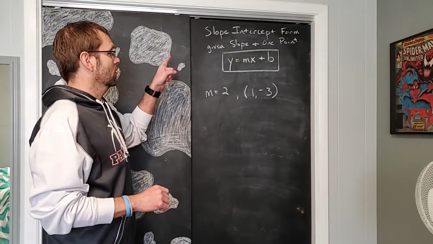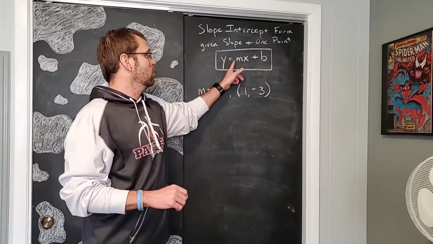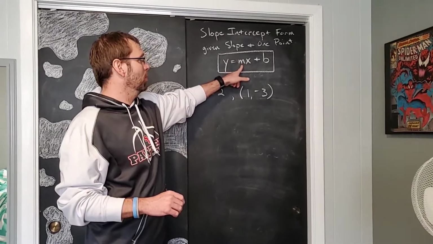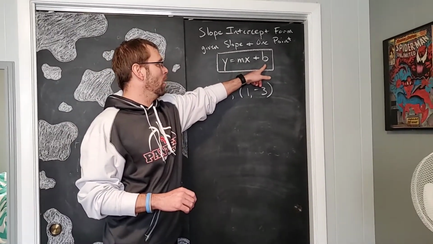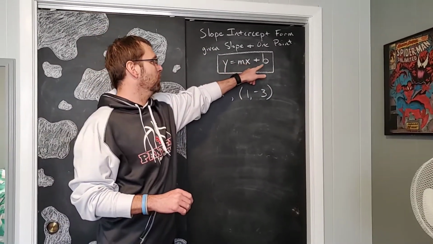Slope-intercept form. Okay, this is slope-intercept form. Remember, y equals mx plus b. M is my slope, and b is my y-intercept. Now, to write anything in slope-intercept form, I just need both of these things.